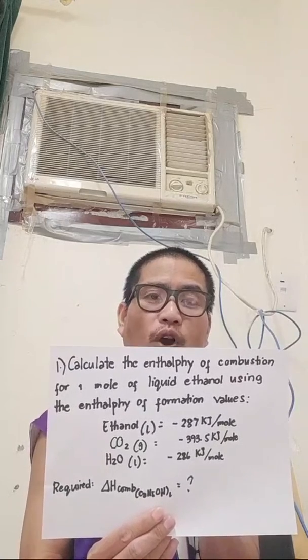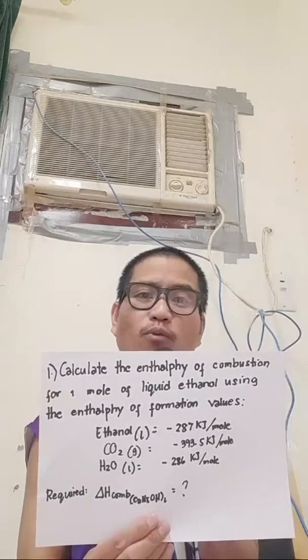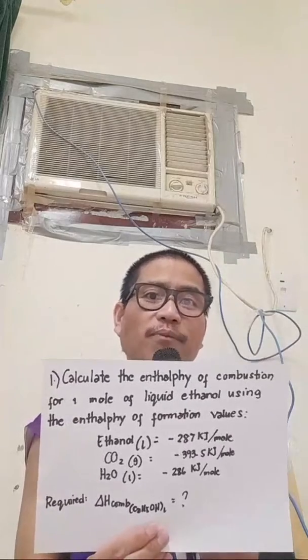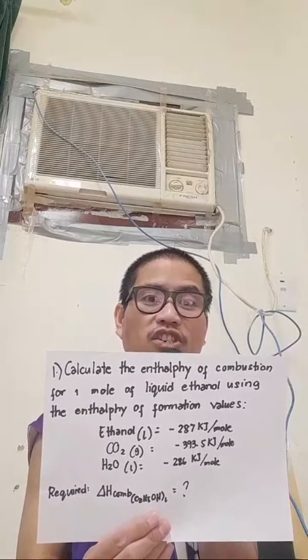And the problem is stated in words and statements, and you will be the one to break that down. You have to predict the products and the reactants. But sometimes there is also a given chemical reaction and you have to balance it. In this situation, I need to extract the chemical reaction. It's said in the problem, calculate the enthalpy of combustion for 1 mole of liquid ethanol using the enthalpy of formation values. So this is combustion, so it will break down into carbon dioxide and water.